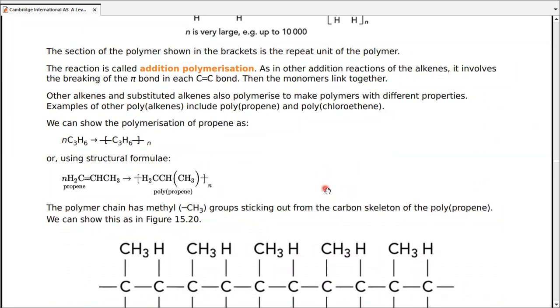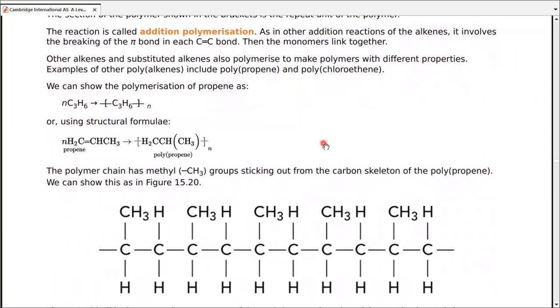So this one is addition polymerization, and it involves the breaking of pi bonds, and usually it converts an unsaturated structure into a saturated one. So most of the time what you're going to see in addition polymerization is that an unsaturated or double bond structure would be converted into longer chains of saturated structure. So propene into polypropene, another example back from IGCSE.